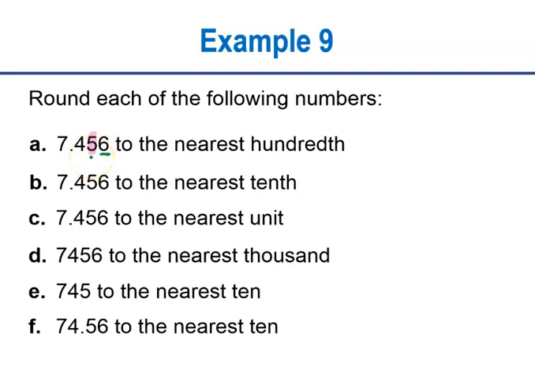So that's going to give me 7 point, bear with me now, I know I'm saying this wrong, 46. Because again, this number that's underlined in green is 5 or larger. That means that 5 goes up to a 6. Now that's really 7 and 46 hundredths. Okay, got it typed up for you. Boom, there it is, 7 and 46 hundredths.